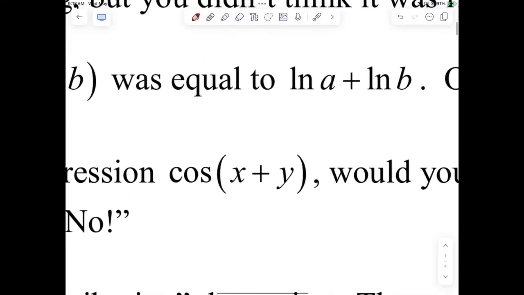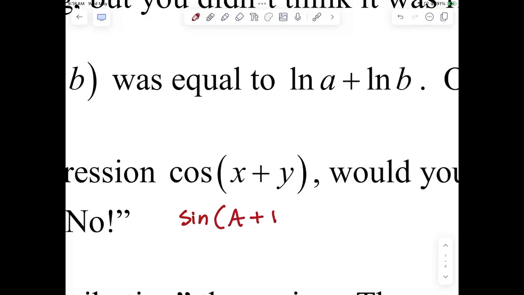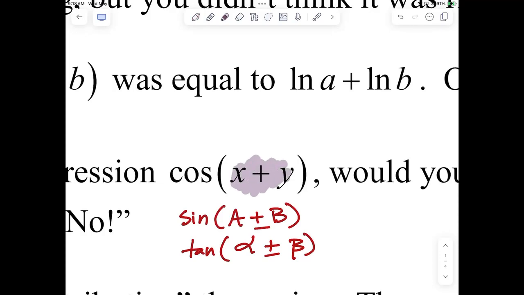So it's going to look something like this. It's going to look like cosine of x plus y, or you might see it as sine of a plus b, or it might be tangent of alpha plus beta. It could even be minus. It could be plus or minus. We call x plus y, or a plus or minus b, or alpha plus beta, composite angles.